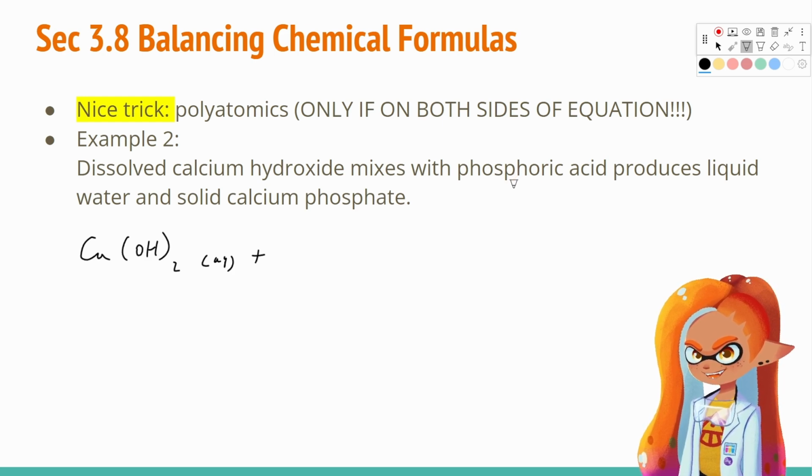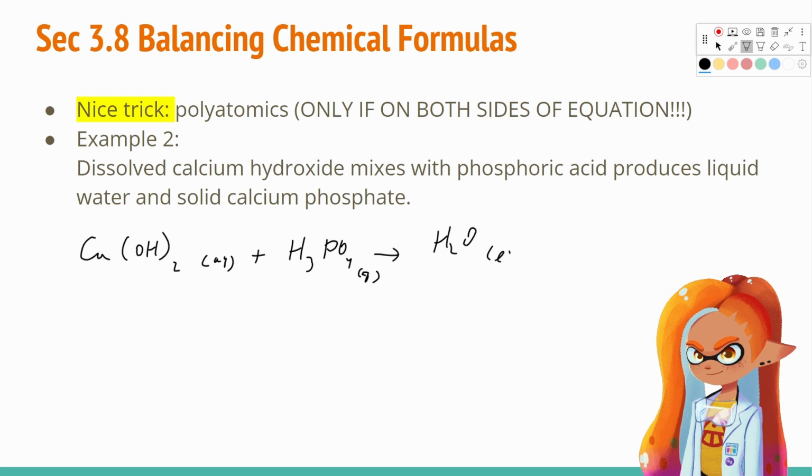You don't need to memorize this yet. You will need to memorize some acids later. And so for now, I'll just go ahead and give it to you. So H3PO4. And then acids are usually aqueous. I won't go over why until we get there, so don't worry about it. Just put aqueous. And then we have water. So water is a liquid.